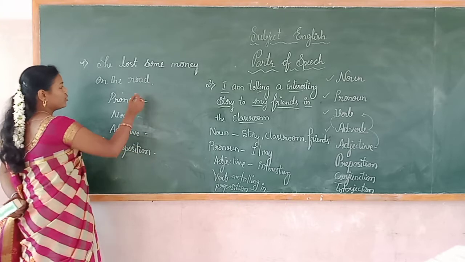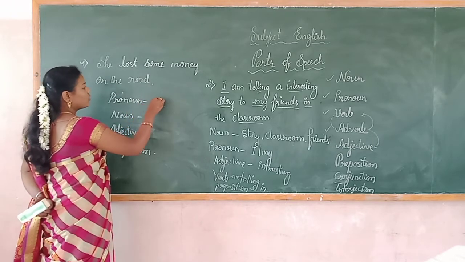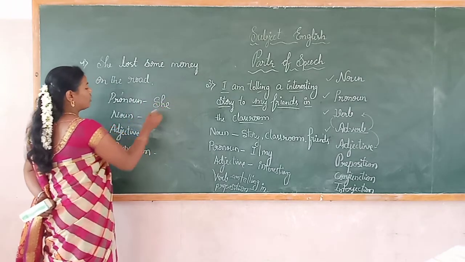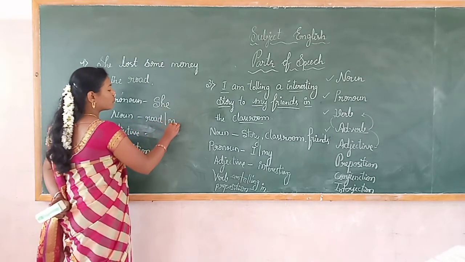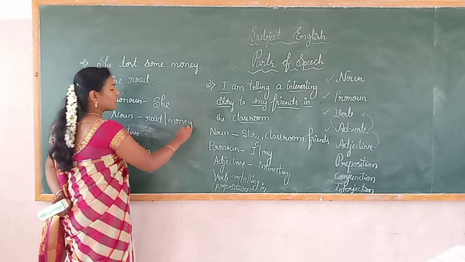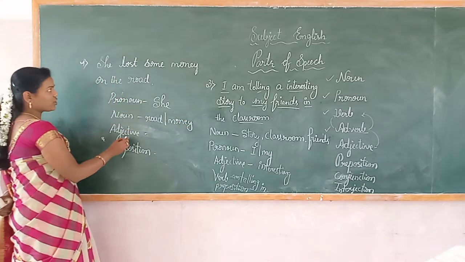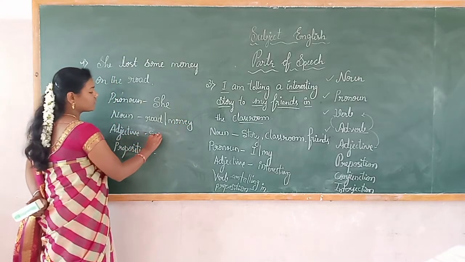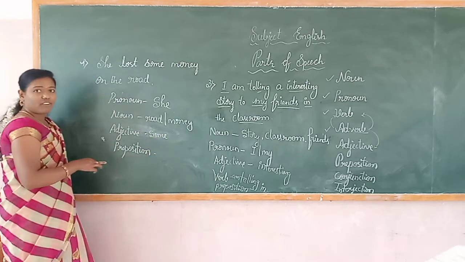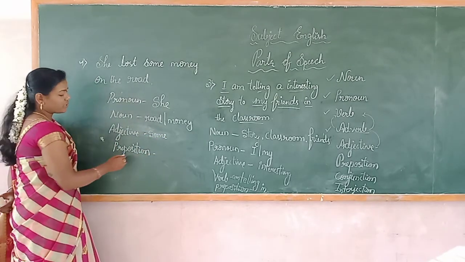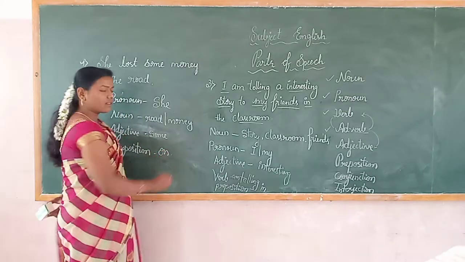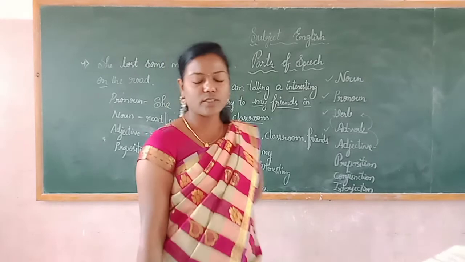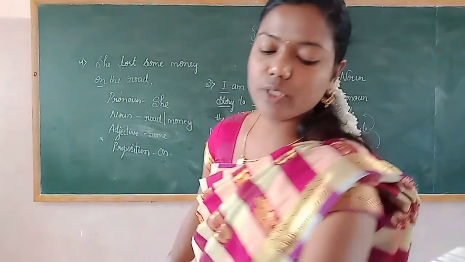Okay, dear student, which is pronoun? She is the pronoun. And now road and money. Road and money are the common nouns. Adjective, some. It is the quantity of the noun. Next one, preposition. On. On, it is the preposition. Yes, student. I hope you understood the concept.